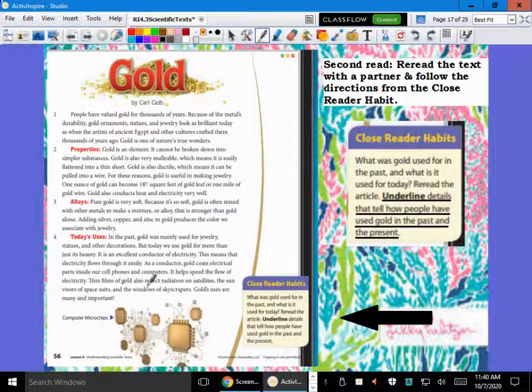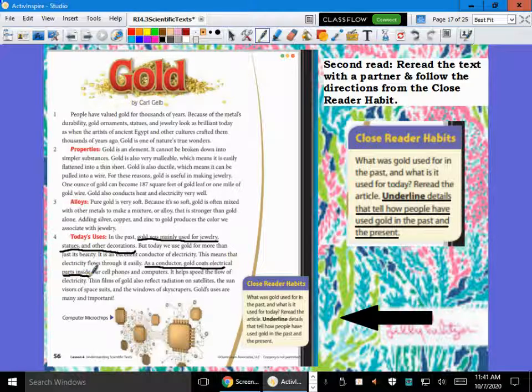So in the past, gold was mainly used for jewelry, statues, and other decorations. Is that a detail we should include? Absolutely. So why don't we underline that? Jewelry, statues, and other decorations. Oh, but look here. But today, here we're going to go through with some uses for today. We use gold more than for just its beauty. It is an excellent conductor of electricity. Okay, and that means that electricity flows through it easily. As a conductor, gold coats electrical parts inside our cell phones and computers. Oh, so let's underline that. That's telling us how we're using it today.